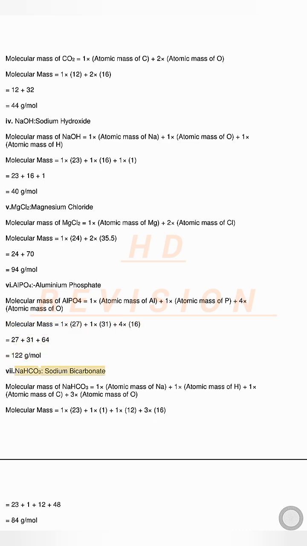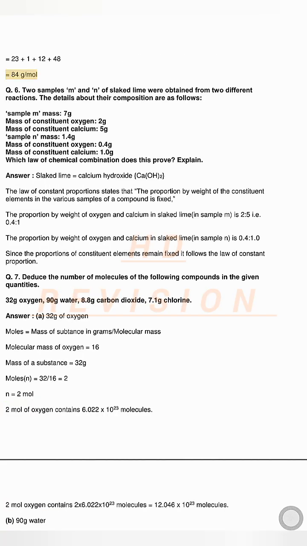NaHCO3, sodium bicarbonate. Molecular mass of NaHCO3 equals 1 times atomic mass of Na plus 1 times atomic mass of H plus 1 times atomic mass of C plus 3 times atomic mass of O. Molecular mass equals 1 times 23 plus 1 times 1 plus 1 times 12 plus 3 times 16 equals 23 plus 1 plus 12 plus 48 equals 84 grams per mole.